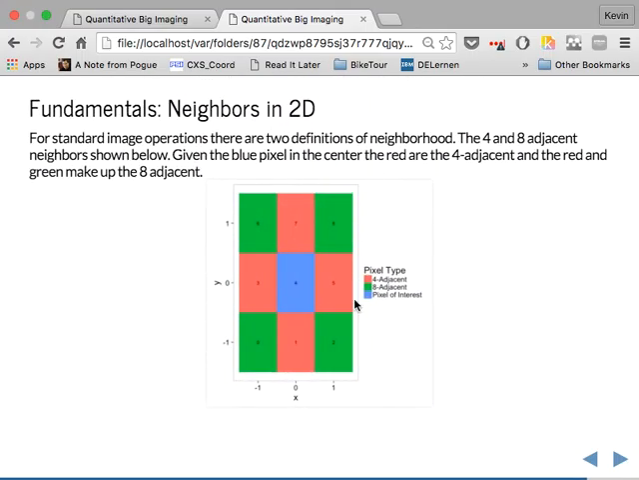In 2D, this is fairly well defined. You have your current pixel of interest here, this blue, and you have 2 different types of neighbors that you can define. The first type is the 4 adjacent, which are directly above, directly below, right and left. The next one are the 8 adjacent, and those are the ones where you look at the diagonal. The other way you can describe it is that the 4 adjacent are the ones that share an edge with this pixel, and the 8 adjacent are the ones that share only a vertex.